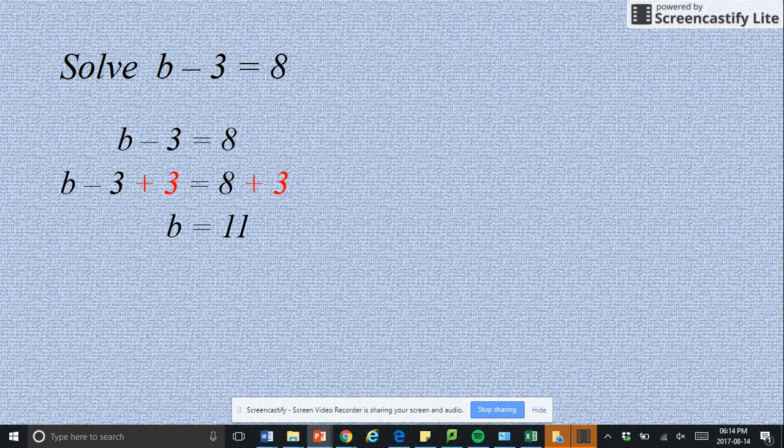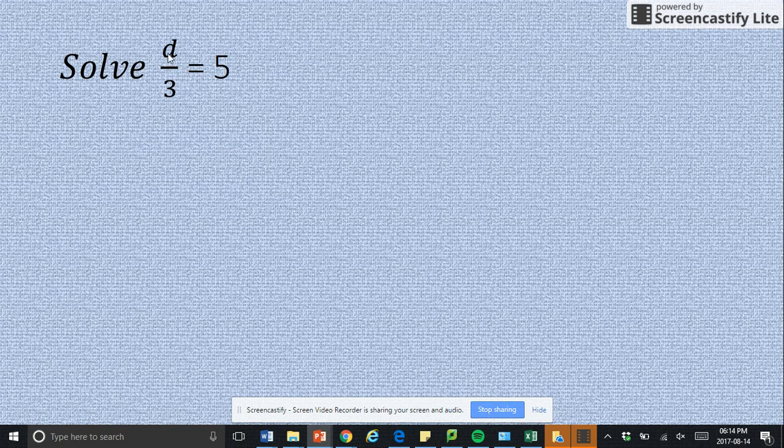All right, let's do another one. So now this is one I wanted to show you when we've got a division. So what is happening here? That d is being divided by 3. So the first thing we have to do is the opposite. What's the opposite of divide? Is times. So we're going to times by 3, because therefore we get rid of it completely. And then we have to times by 3 on this side. So we're just left with our d, and 5 times 3 is 15.